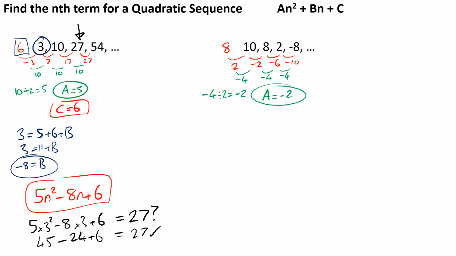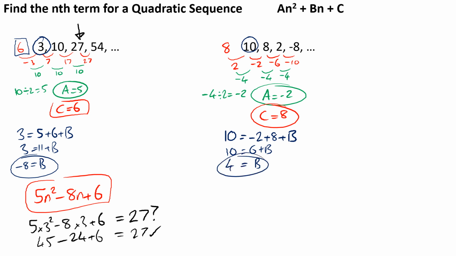Our 0 term we've just worked out as being 8. So c is 8. And then our first term, which is 10, is equal to a plus b plus c. So it's equal to minus 2 plus 8 plus b. So 10 is equal to 6 plus b. So b is equal to, take away the 6, 4. So our sequence here is minus 2n squared plus 4n plus 8. And again, we could check it by subbing in a value and seeing if it gives us the sequence, but I'm going to trust it this time.